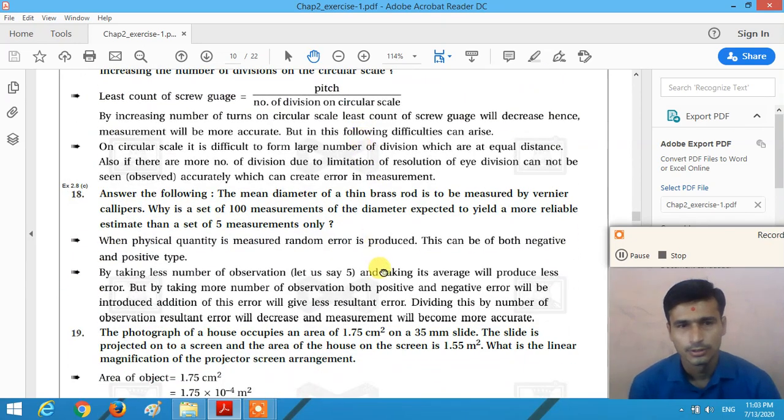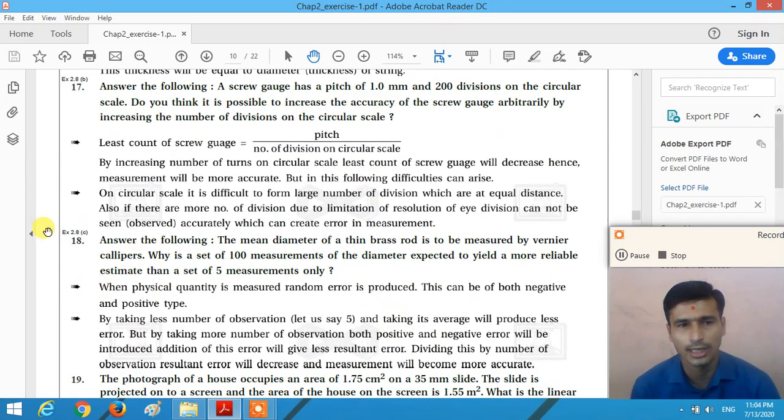Now the third question on exercise 2.8, C. Answer the following. The mean diameter of a thin brass rod is to be measured by a vernier caliper. Why is a set of 100 measurements of the diameter expected to yield a more reliable estimate than a set of 5 measurements only?